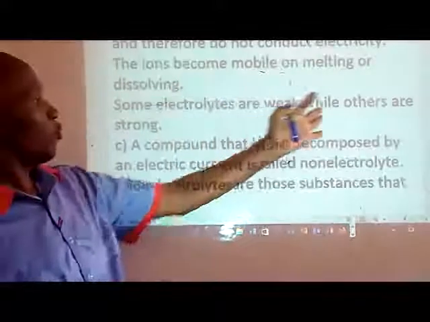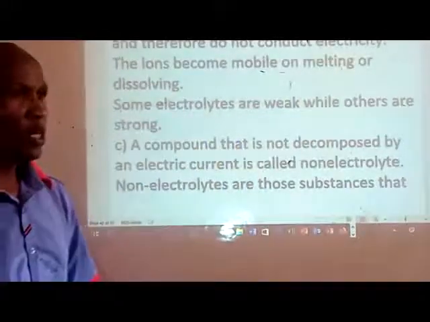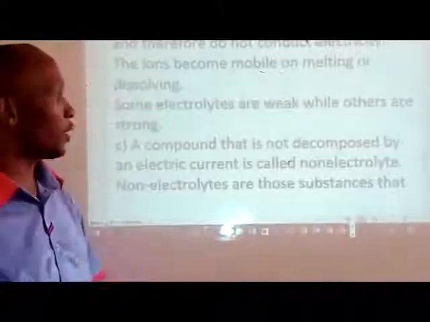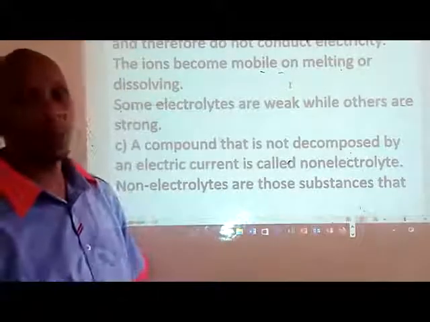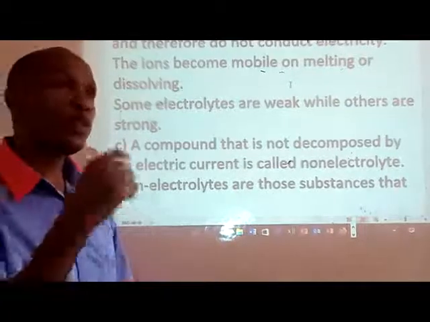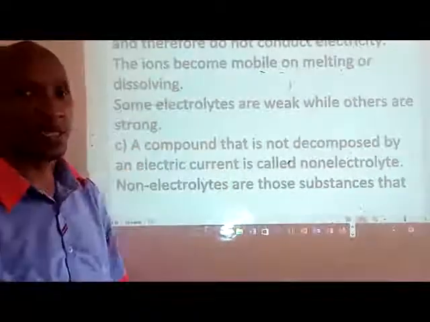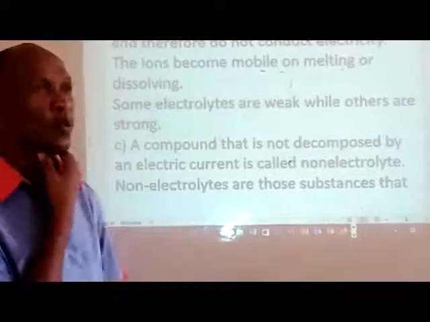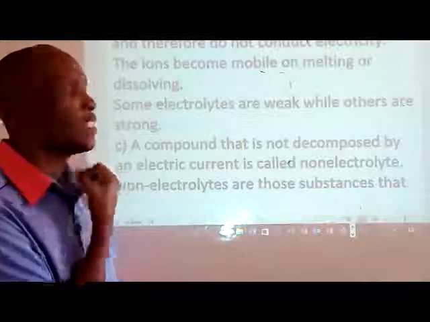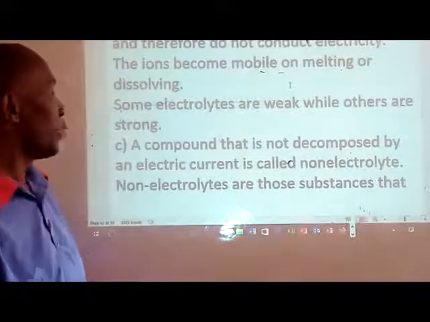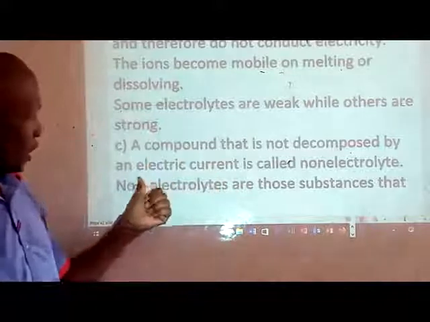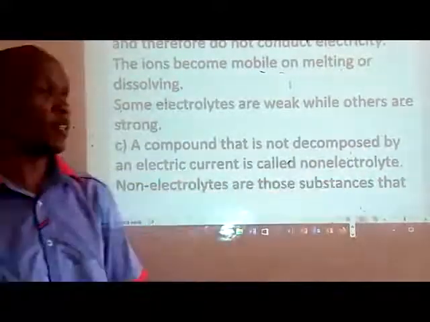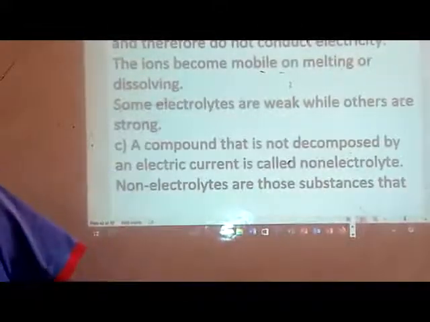Electrolytes can either be weak or strong. If it conducts a lot of electric current, then it's a strong electrolyte. If it doesn't, it conducts weakly, like the weak acids that we talked about in Form 1. We had ethanoic acid, we had citric acid. Those are weak acids. They will be weak electrolytes. So a substance that cannot be decomposed by an electric current, as we said, is a non-electrolyte. It must be molecular.